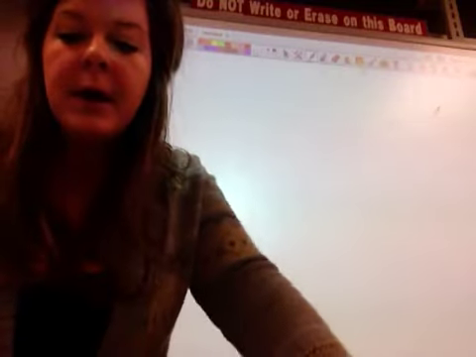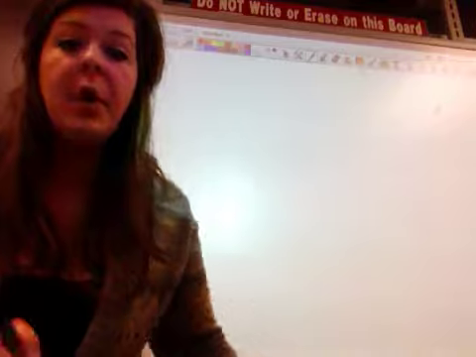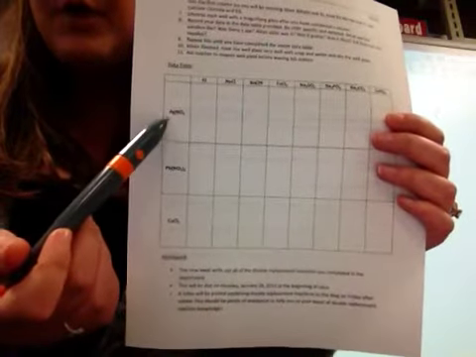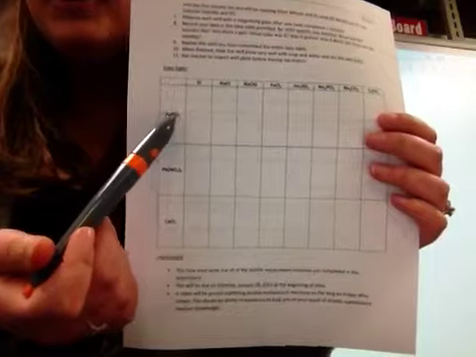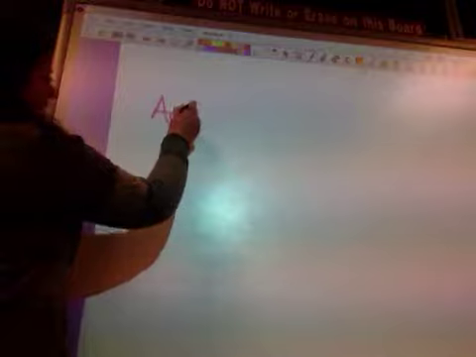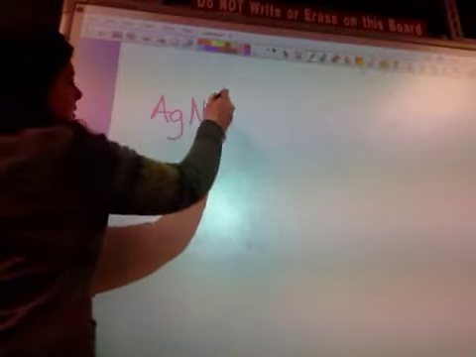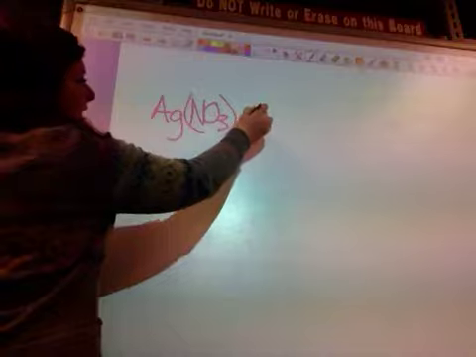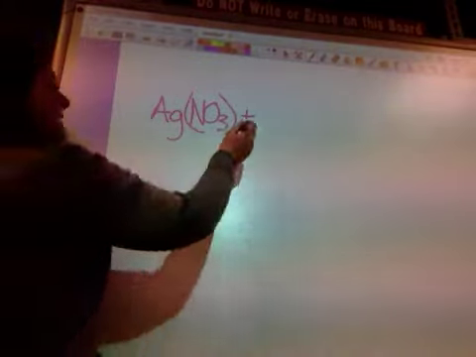Now, in your lab, you're going to see that you have a data table that's set up like this. So here's your data table. I want to look at doing a few examples for double replacement reactions. So specifically, I want to look at a reaction between silver nitrate and KI, which would be potassium iodide. So let's just do some examples so you know what these reactions would look like. So we have AgNO3, and we're going to react that with potassium iodide, and that's KI.